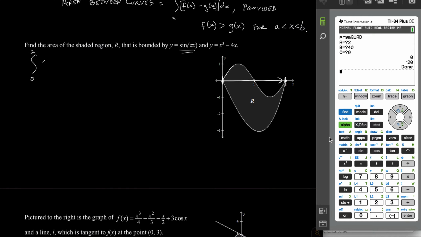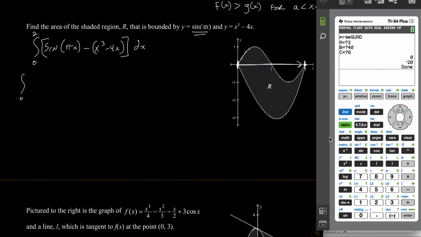So the upper function is sine of pi x, minus the lower, which is x cubed minus 4x. And that's our integrand dx. So first of all, what we're going to do here, I think, is break this into two integrals. The integral of sine of pi x dx, so we can integrate one at a time, plus the integral from 0 to 2 of negative x cubed minus 4x dx.